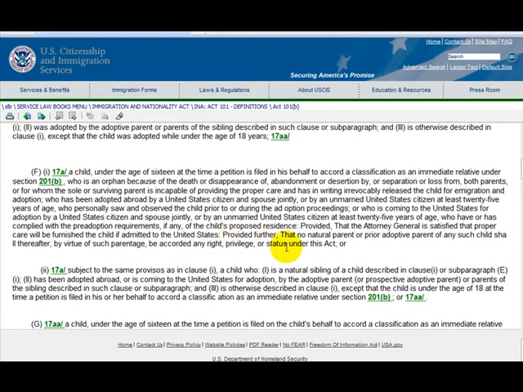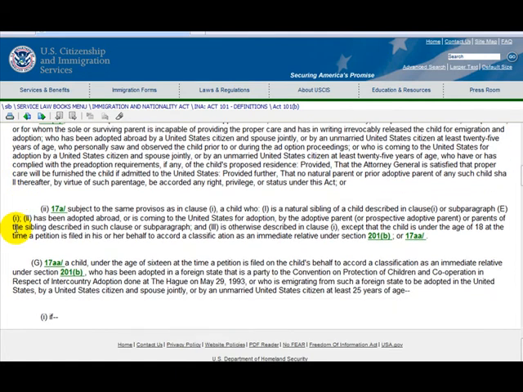Provided further that no natural parent or prior adoptive parent of any such child shall thereafter, by virtue of such parentage, be accorded any right, privilege, or status under this act. Okay, same thing. It's going to cut those cords between the child and their parent, so that those parents are not going to be able to be petitioned for by the child when the child turns 21.